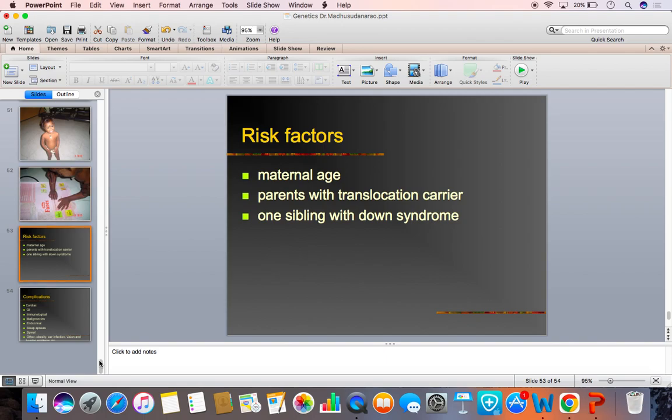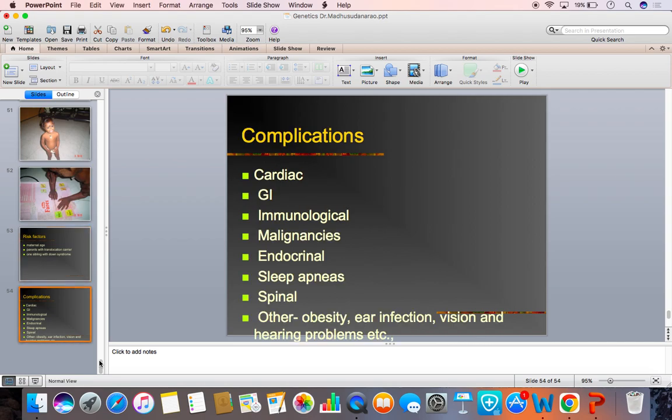The risk factors I've already told you. It is the maternal age, parents with the translocation carrier, one sibling with Down syndrome. These are the risk factors for Down syndrome. Maternal age more than 35 years, parents who are translocation carriers are at risk because they are asymptomatic and they transmit the anomaly to their offspring. One sibling with Down syndrome is again a risk factor.